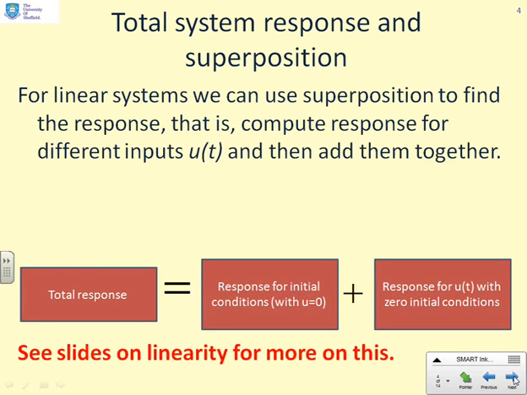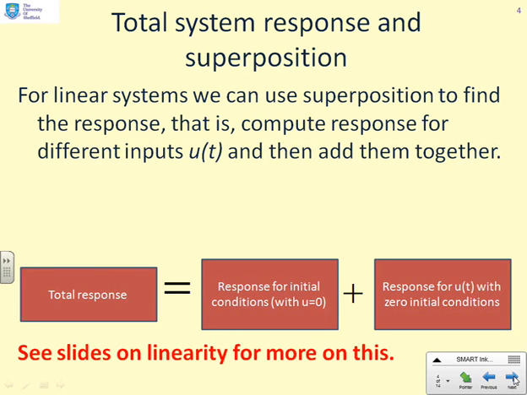So here we go. What principle are we going to use? We're going to use the principle of superposition, which holds for linear systems. Basically what that says is if the response of a linear system to u1 can be computed, and you can also compute the response to a different input u2, then the response to input u1 plus u2 will be the sum of the two responses calculated separately.